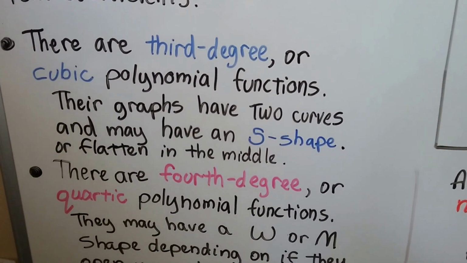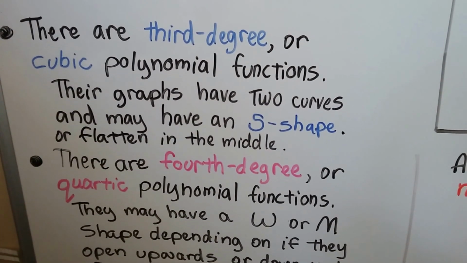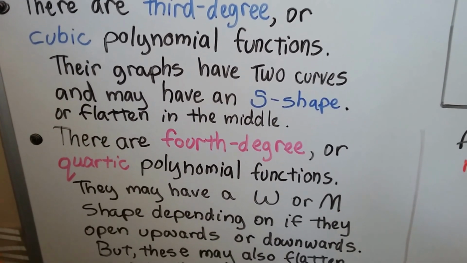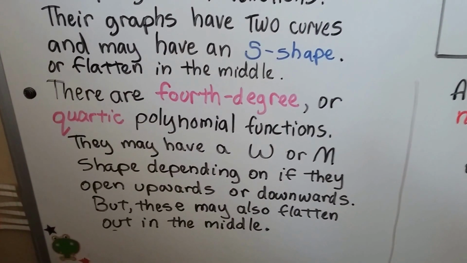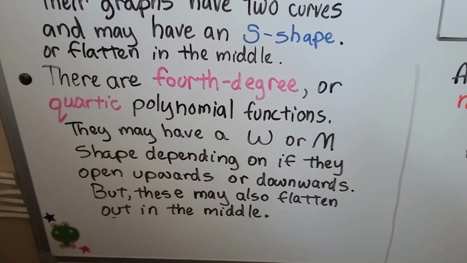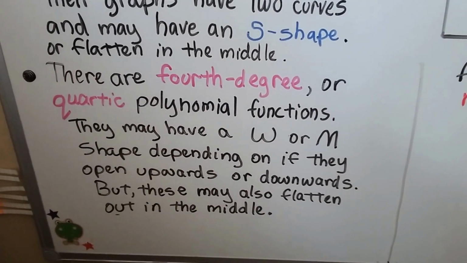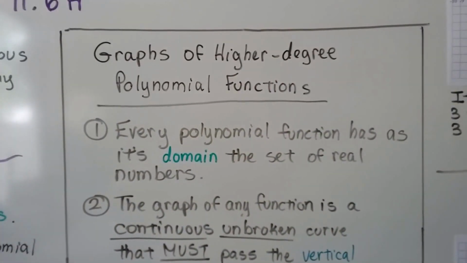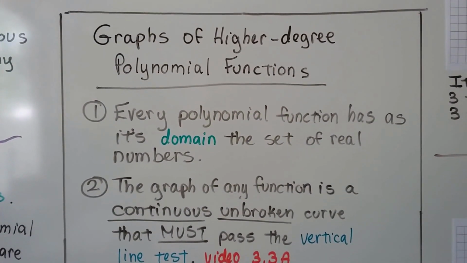There are third-degree or cubic polynomial functions, and their graphs have two curves and may have an S shape, or it might flatten out in the middle. And there are fourth-degree or quartic polynomial functions, and they have a W or an M shape depending on if they open upwards or downwards, but these may also flatten out in the middle. So we have graphs of higher-degree polynomial functions.